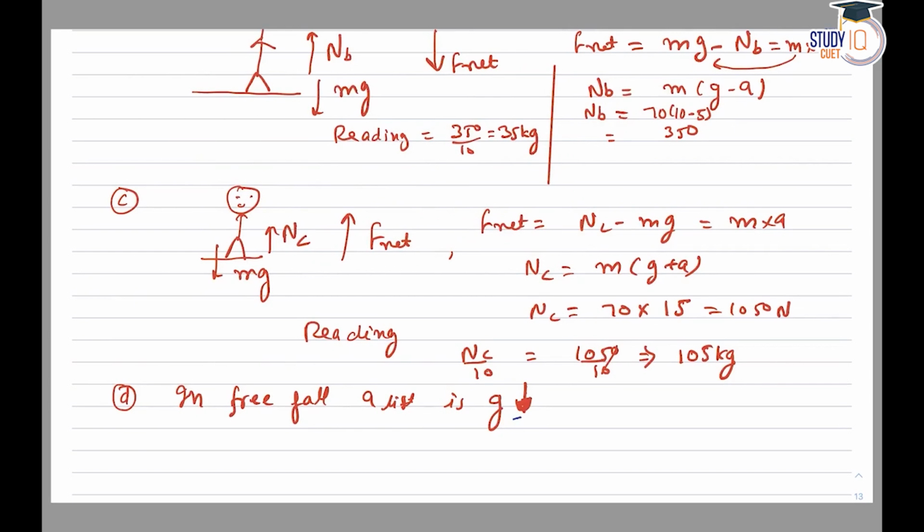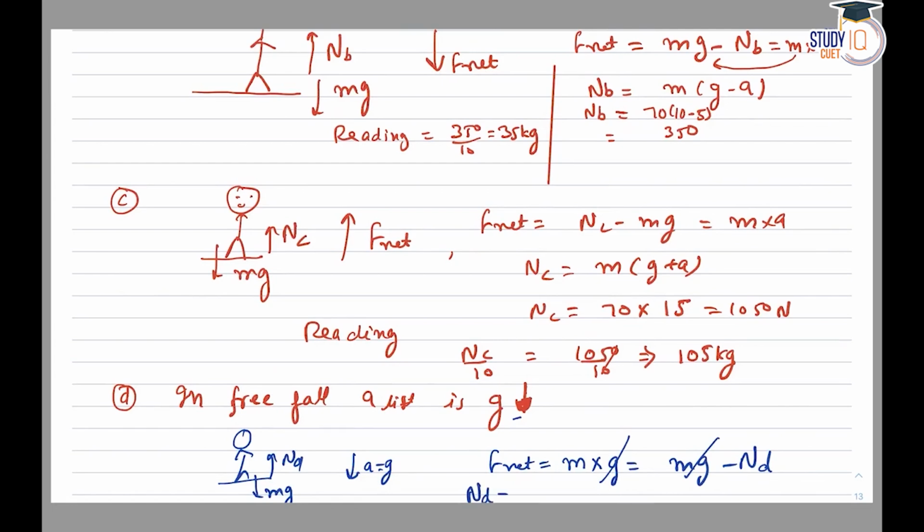We can use the same approach as in case B. This is the normal in D part, and mg. In this case, the acceleration is in the downward direction, which is equal to g. So net force is equal to m into a. Net force is equal to m into acceleration, which is g, and can be written as mg minus N in D part. So clearly from this we can say that the normal by the lift in this case is equal to 0. This implies the reading by the weighing machine will be 0.